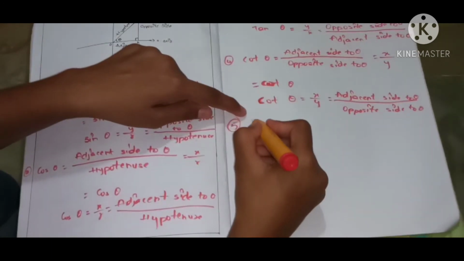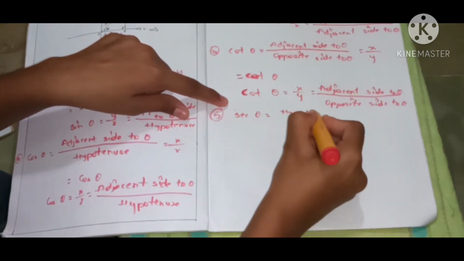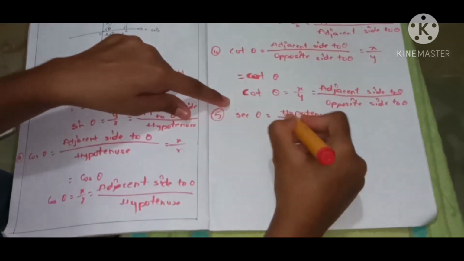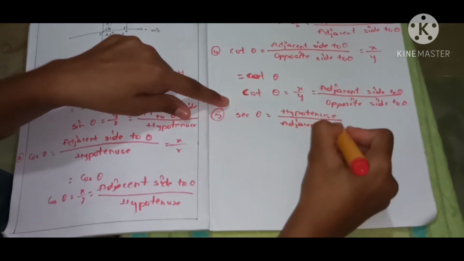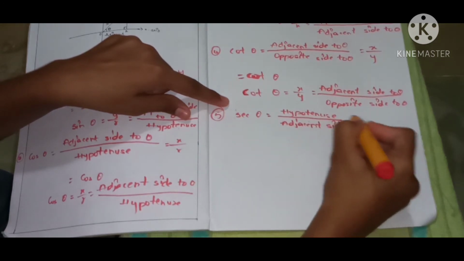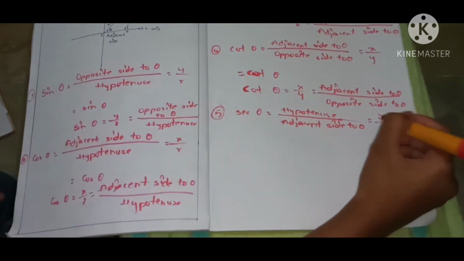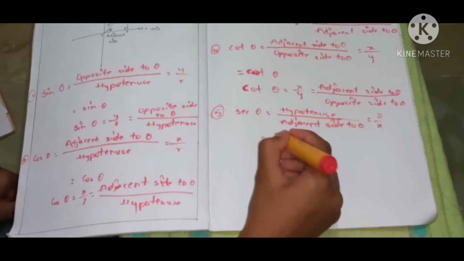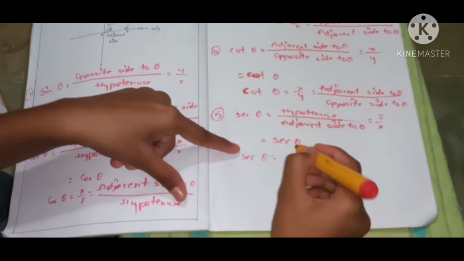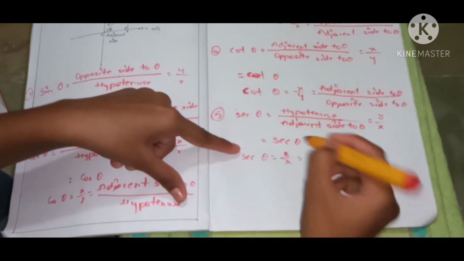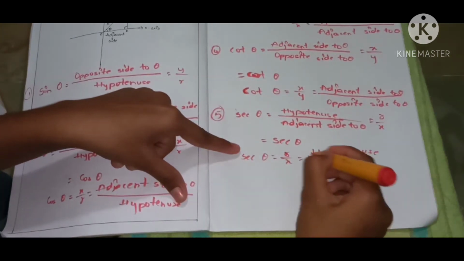Fifth one, sec theta. Sec theta is equal to hypotenuse by adjacent side to theta. Hypotenuse is r, adjacent side to theta is x. Sec theta equal to r by x. R means hypotenuse by adjacent side to theta.